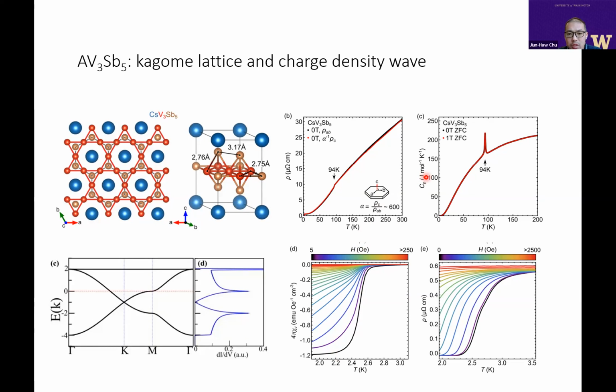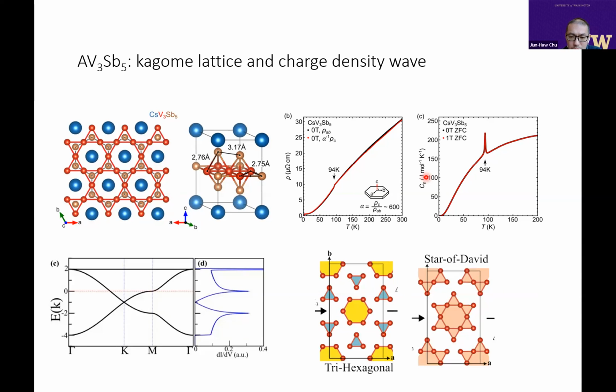So this high temperature phase transition is a charge density wave transition, corresponding to a 2x2 modulation within the kagome plane, resulting in this trihexagonal or Star of David distortion. And this distortion has different kinds of stacking, depending on the choice of the alkaline earth between the layers.